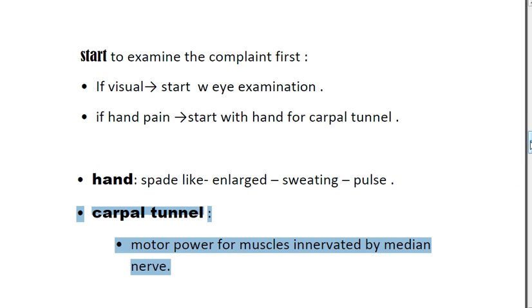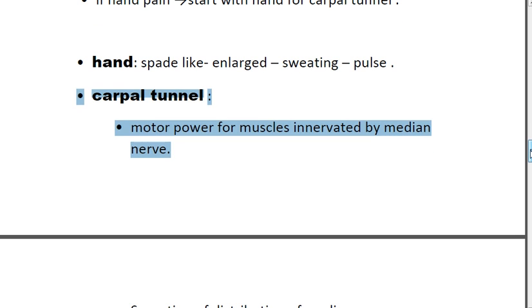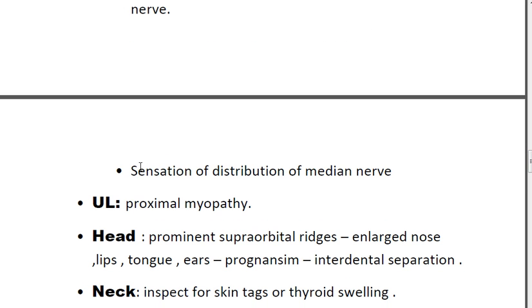For carpal tunnel syndrome, you have to look for wasting of the thenar eminence, and then examine the motor power of the muscles innervated by the median nerve, which are the LOAF muscles. Then you have to examine the sensation in the distribution of the median nerve. In the upper limb, make the patient raise his arms against resistance for proximal myopathy.